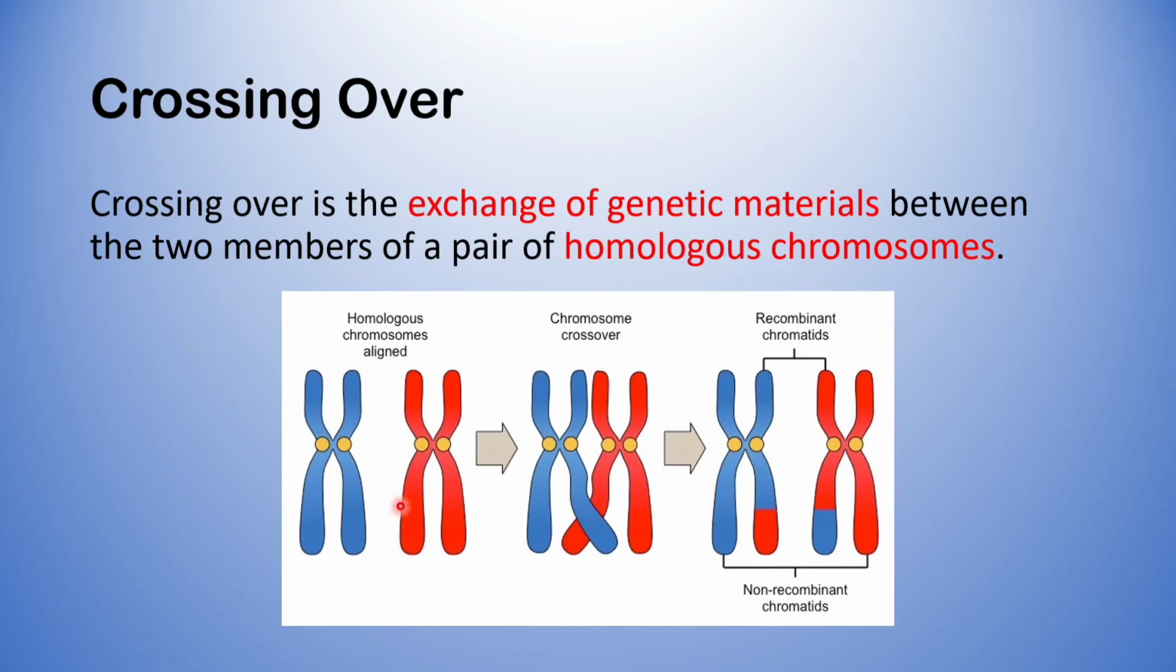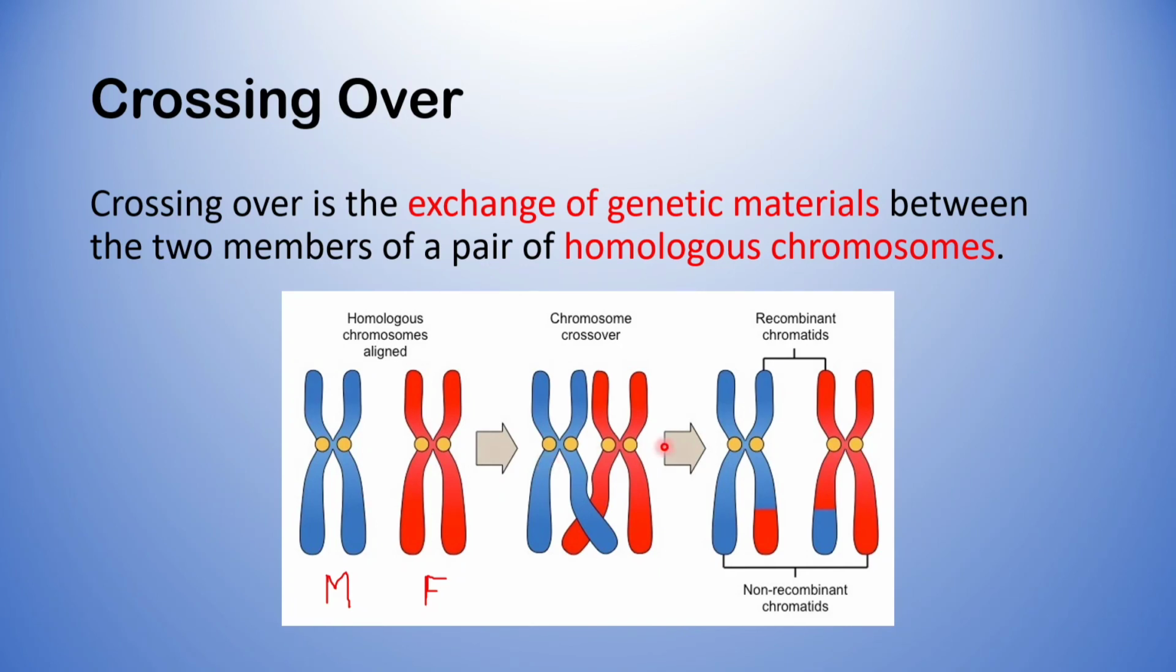So we can say that this is the mother chromosome and this is the father chromosome. Now in this case, these are the two homologous chromosomes, maternal and parental.